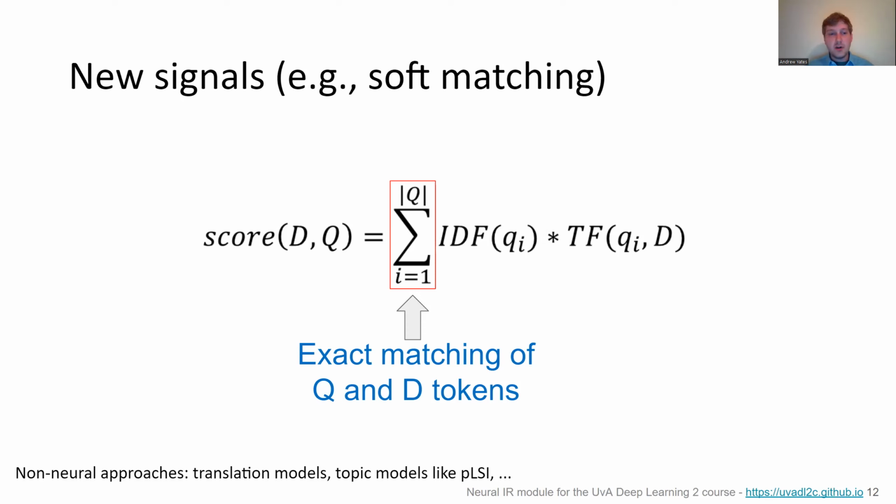There are, of course, non-neural ways to do this. I'm not going to get into them in this lecture. This is, of course, part of the Deep Learning 2 course. But for example, there are translation models or topic models like LDA, PLSI, if you've heard of these. And the really short answer for why neural IR is what I'm going to talk about today is that it seems to be empirically much more effective than these past approaches, or at least the way we produce neural IR models creates models that are much more effective. Perhaps there's a different way to do these.